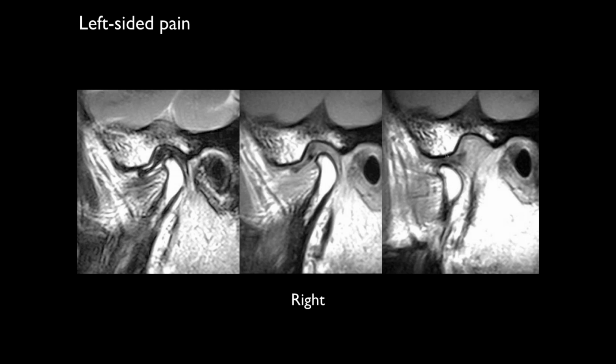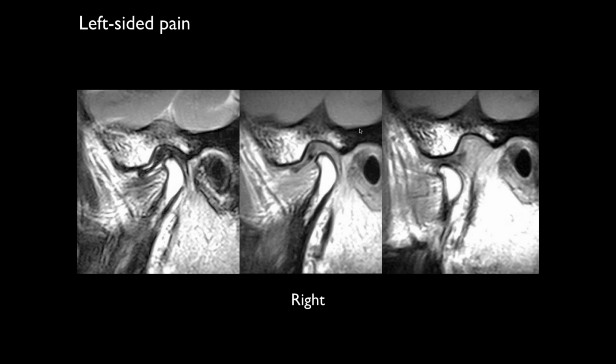This is T2. These both are T1. There's some increased signal in the disc on T2 centrally. I don't see a definite perforation in the disc. On the T1 weighted images, we see a little bit of increased signal intensity within the disc, which is commonly seen in asymptomatic individuals. It's nice and dark on the T2. We see a little bit of fluid, borderline amounts of fluid. But this is the asymptomatic side.